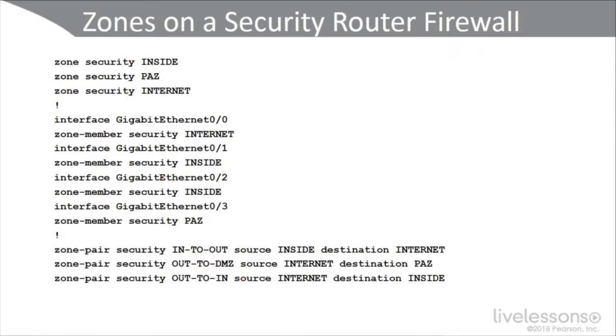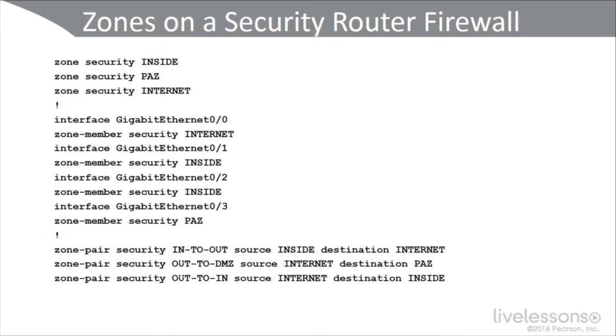Here we see the configuration of a zone on a security router. So this is a Cisco ISR G2 router, and we're going to create 3 zones: an inside, a public access zone, and an internet zone. Now the PAZ is typically what we would call the DMZ. So this is a 3-zoned firewall.